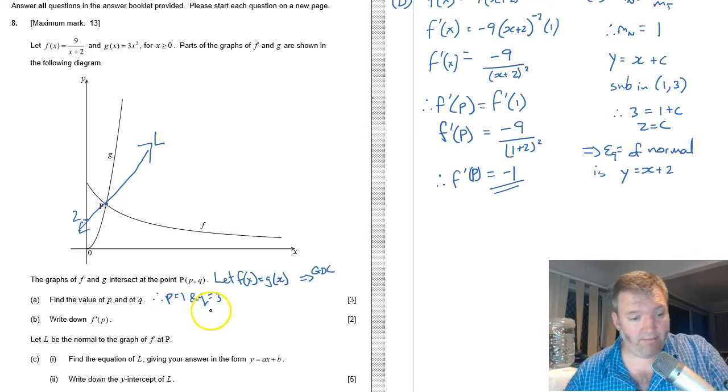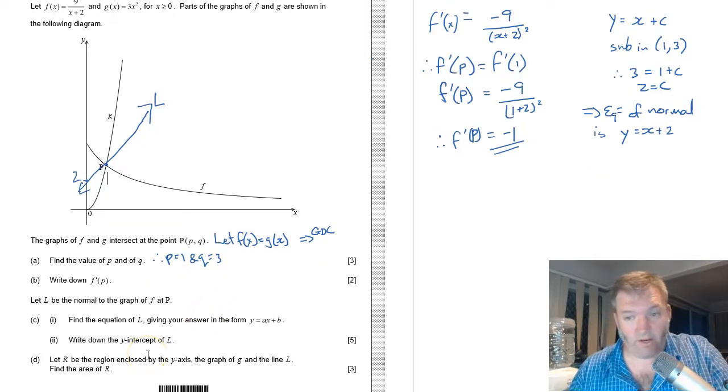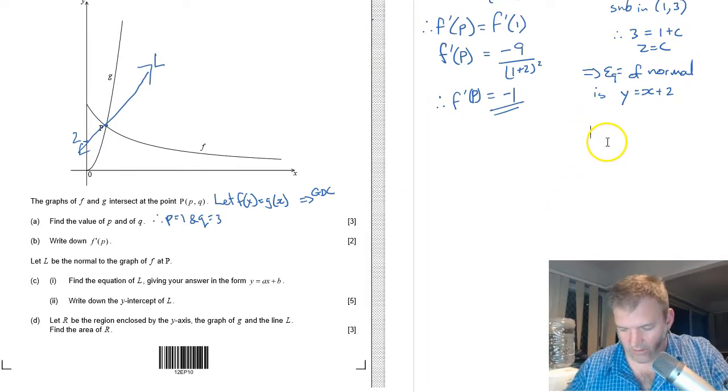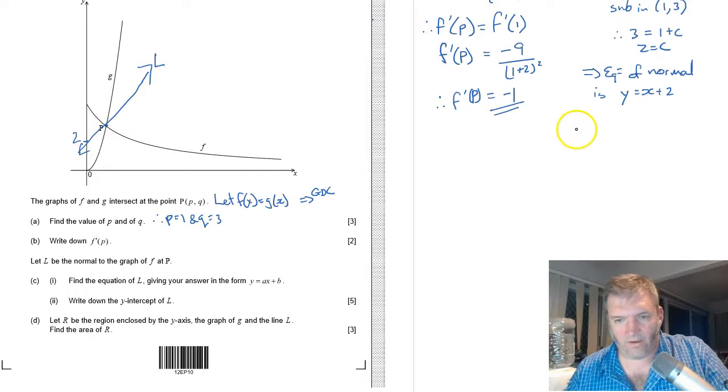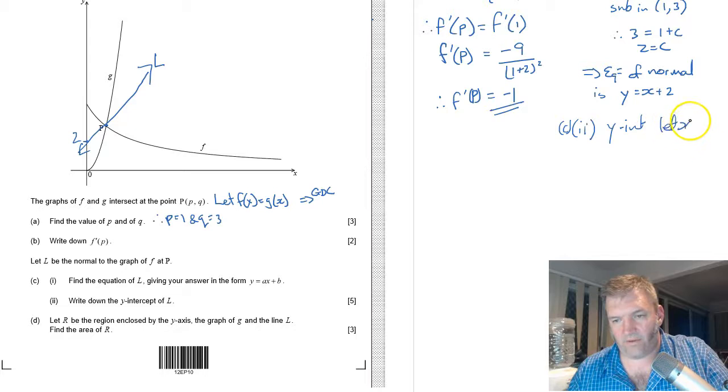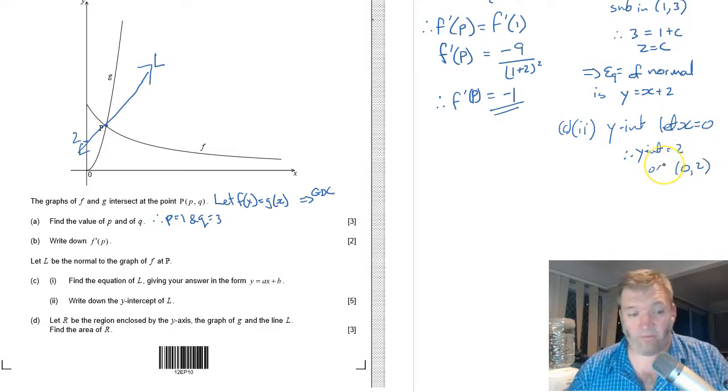The next little part, C part 2, says write down the y-intercept of L. L being the normal to the graph, that shouldn't be too hard for us to come up with. The y-intercept, obviously, let x equal 0 if you want to be really sure that you get it right. Therefore, y-intercept equals 2. And if it asks for coordinates, you can call that the point (0, 2). It doesn't really matter. It didn't ask for coordinates, so that's fine.